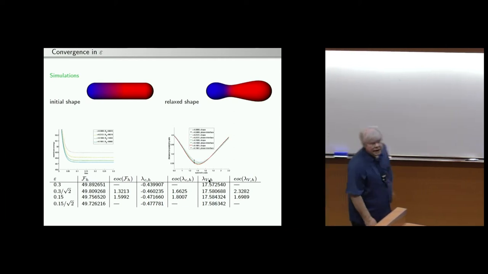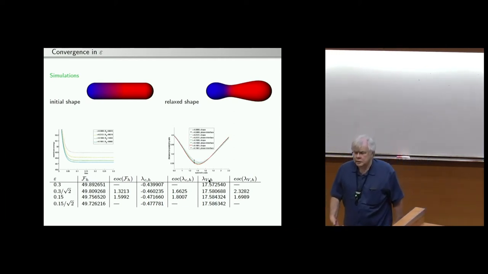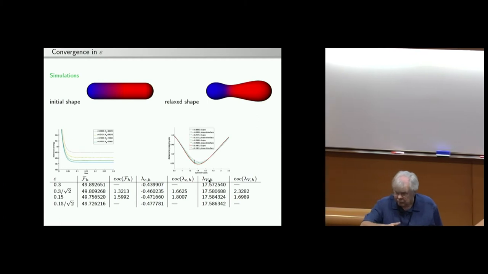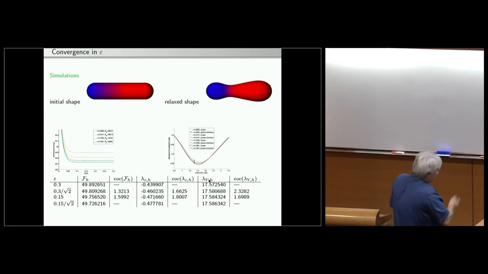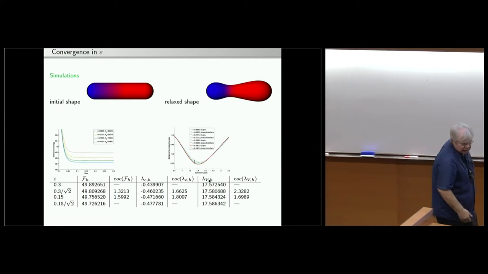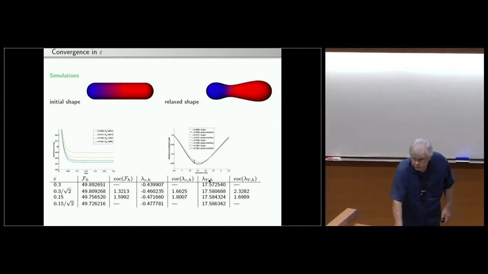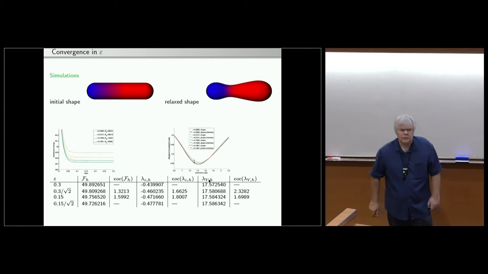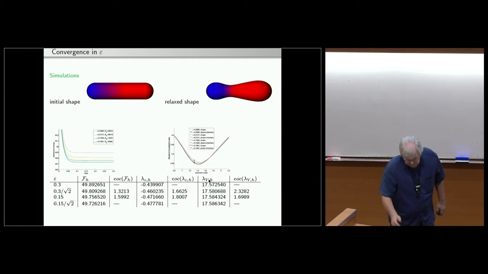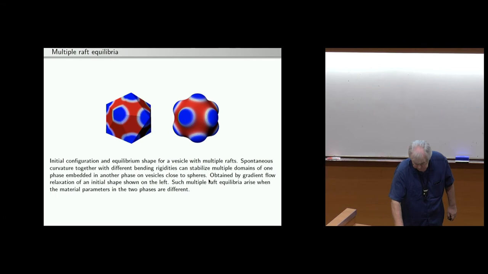And in the axisymmetric case, you can formulate these problems using ordinary differential equations, which you then have to solve numerically. And we've looked at convergence. I'm not going to talk in detail about this. I'm just showing this to say that we've done convergence in epsilon. So that's important in phase field approximations. I view phase field as an approximation to epsilon equals zero. So we've shown in this particular instance convergence as epsilon goes to zero.